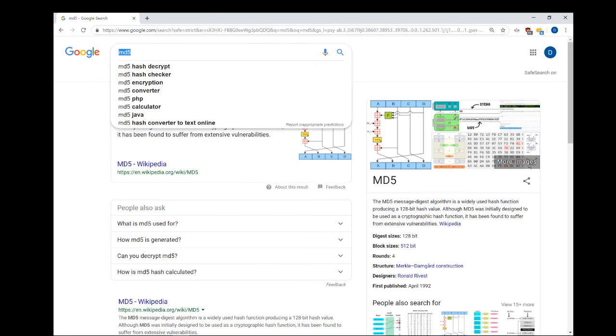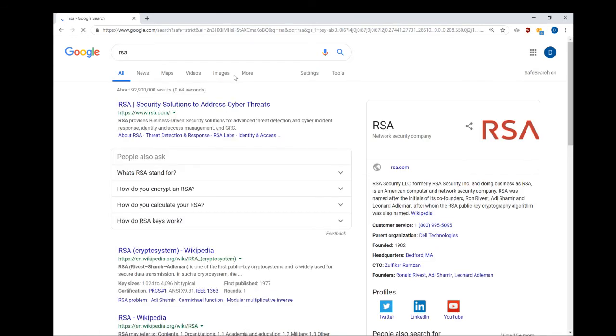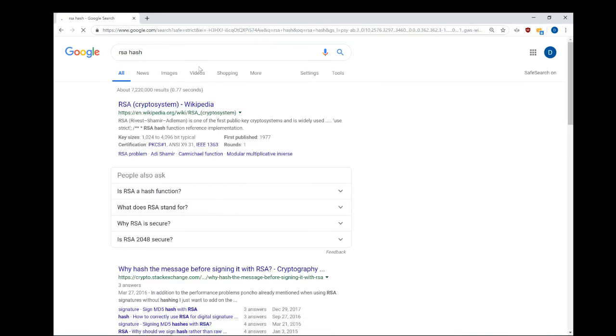There are lots of others. RSA is another common one that we talk about. Oh, I have to be a little more specific, I guess. RSA hashing is another very, very common one. But there are lots and lots of them.